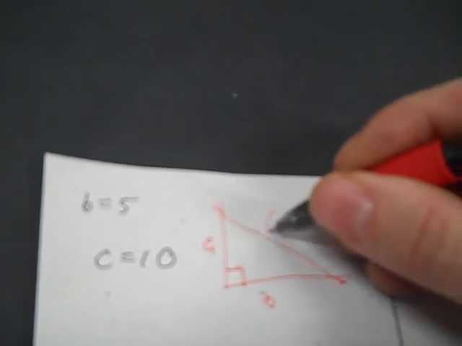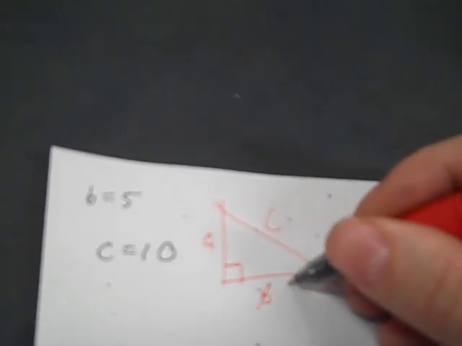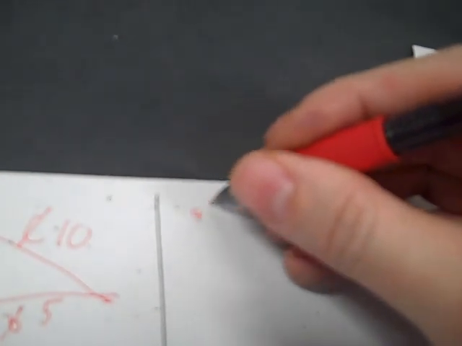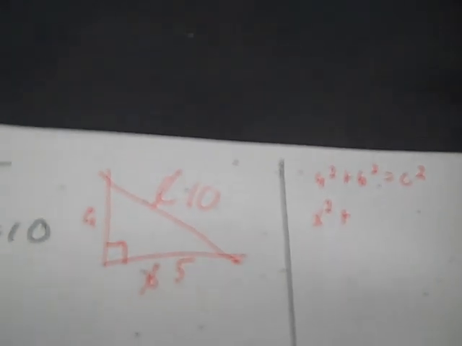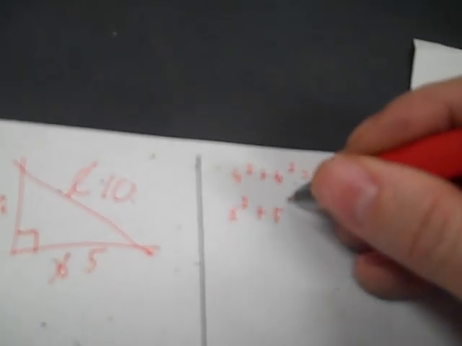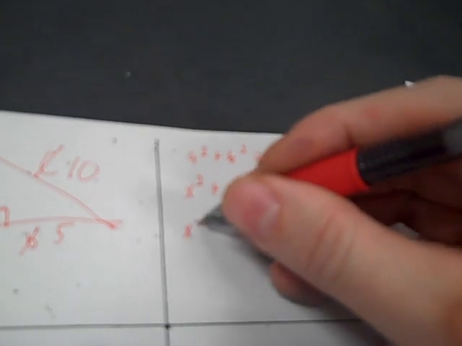A, B, C. So B is 5, C is 10. So you got A squared plus B squared equals C squared. So A I don't have a number for, so that's x squared. You can't forget the second power either. B is 5, so 5 squared. And C is 10 squared. So we have x squared.